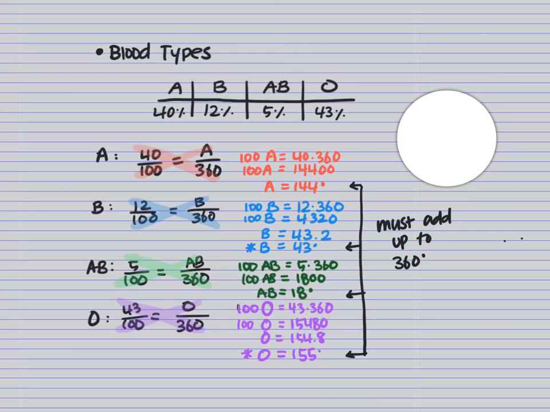I'm just going to create a graph on the side here, and I'm going to go ahead and kind of estimate my angle degrees. I don't know how exactly 144 or 155 is going to be, but I have to make sure that 155, which is type O, has the biggest area. So I'm going to start from the center. It's not going to be quite 180, so it's not going to go all the way across, but it is going to be pretty close. And that's going to be my type O, and that's going to be 155 degrees.